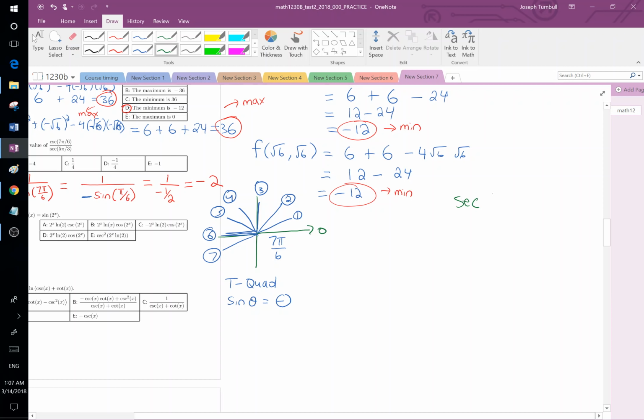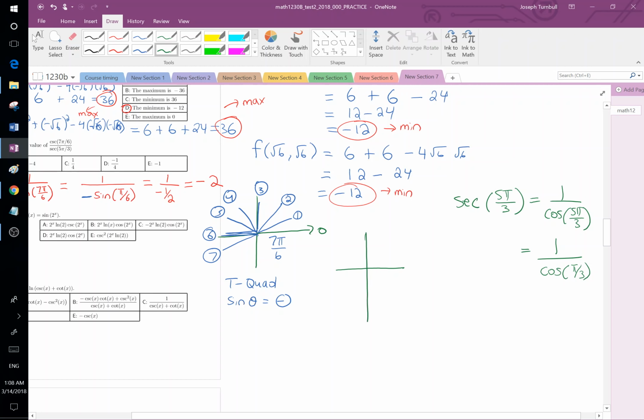Secant of 5 pi over 3. That's 1 over the cos of 5 pi over 3. We're using a trick because 5 pi over 3 is a reduced fraction. We can write this as plus or minus 1 over plus or minus the cos of pi over 3. So we need to decide if we're going to put a plus sign or a minus sign in front.